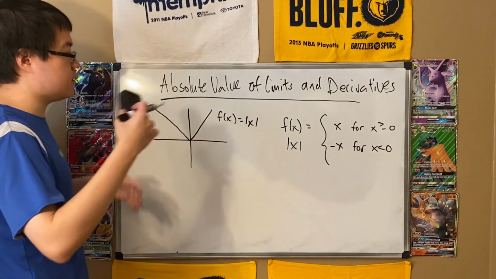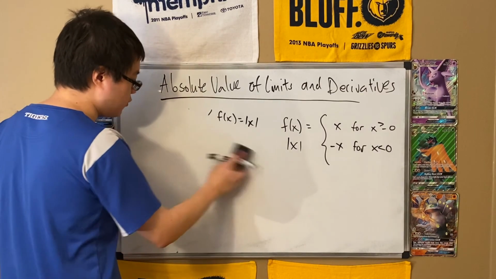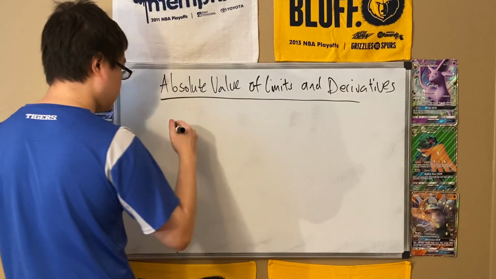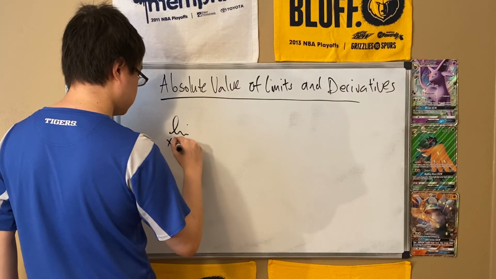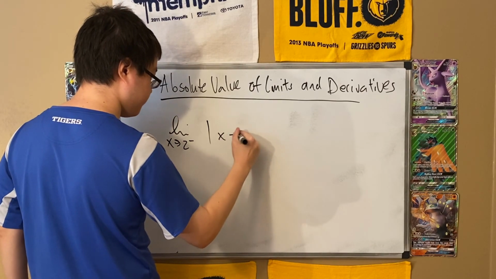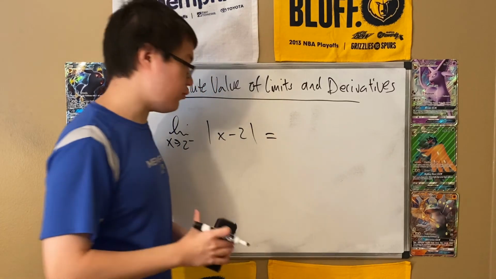So let's start off with some more basic examples, and then we'll get harder as the video goes on, just like normal. In this case, I'm going to do the limit as x goes to 2 minus of the function absolute value of x minus 2. So we're just going to do this simple limit right here just to practice a little bit with this idea.